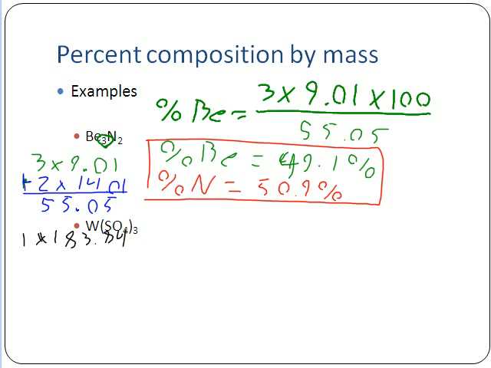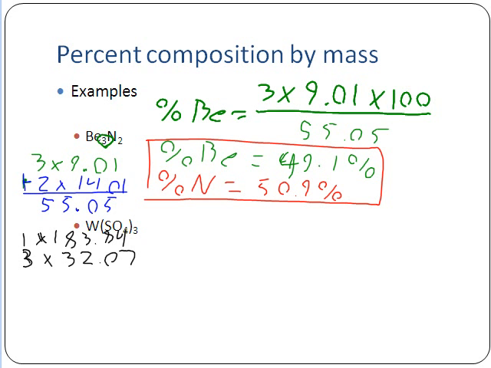And then we're going to add that to sulfur. Well, we have 1 sulfur in the sulfate, but then we have 3 of those total, so a total of 3 sulfurs. 3 sulfurs times the mass of sulfur, which the periodic table says is 32.07.